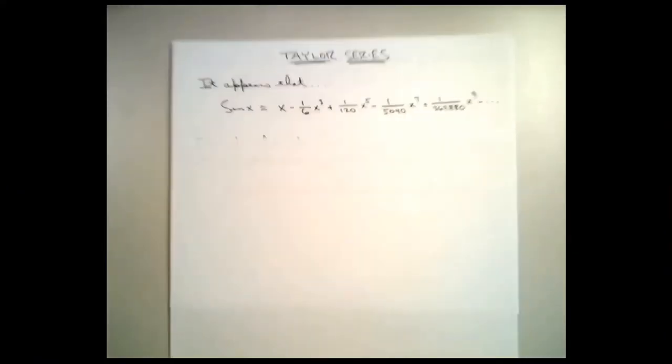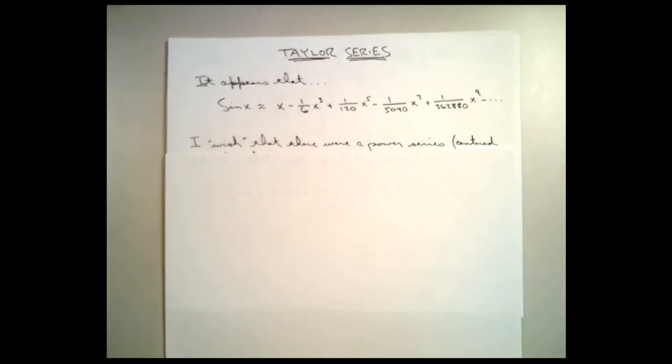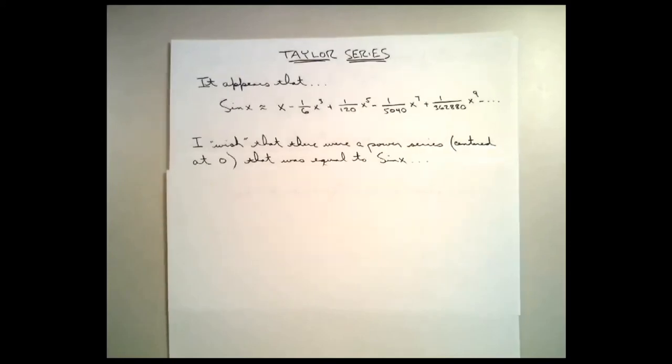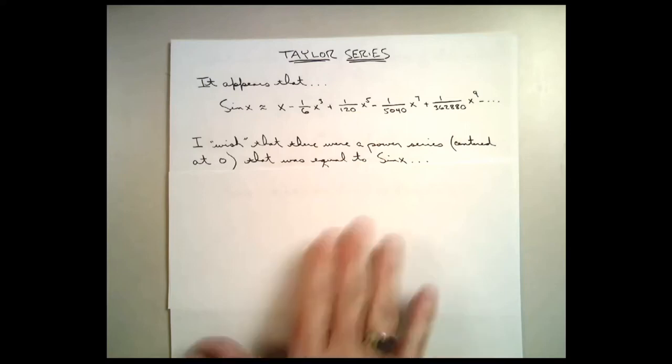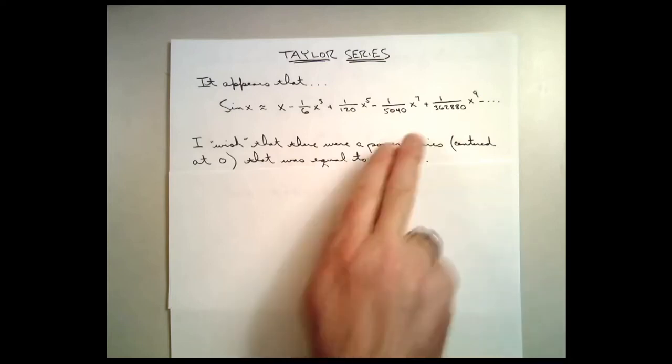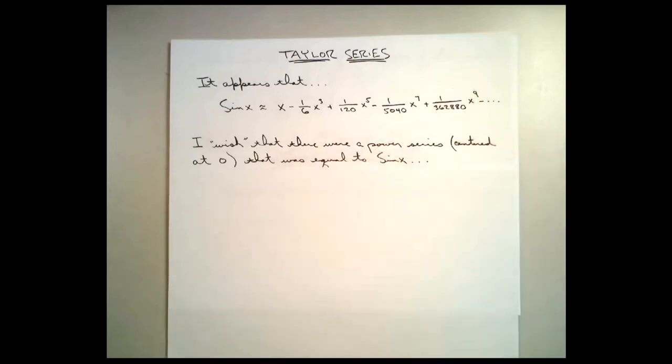All right, so I kind of want to wish that there were a power series out there and one centered at 0, right? Remember what centering means. Centered at 0 means that if I put 0 in for x into the series, the series collapses, right? Collapses down to a single term, and that's what happens here. If I put 0 in for x, the series collapses down to just 0, right? So 0 is the center.